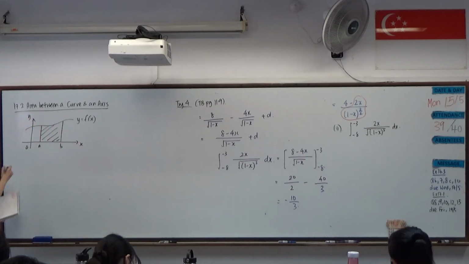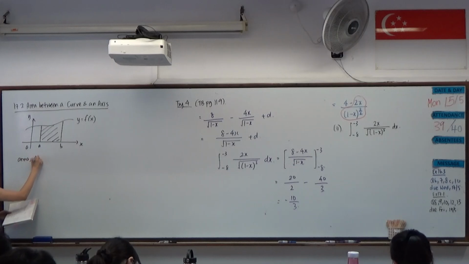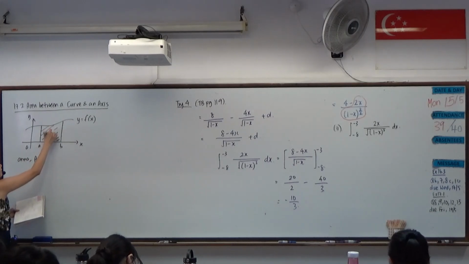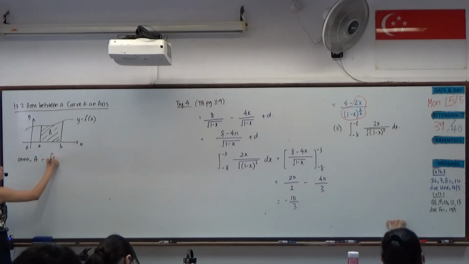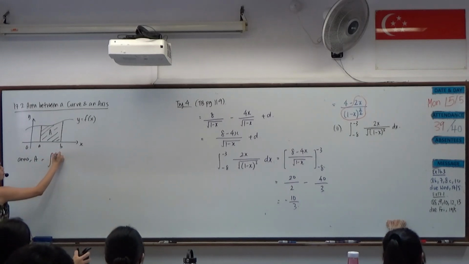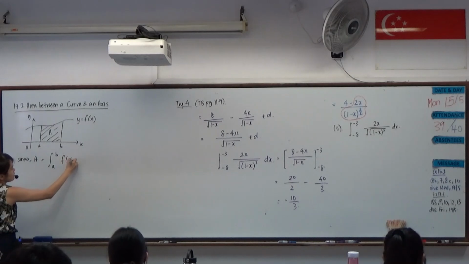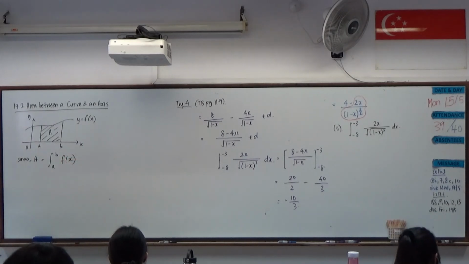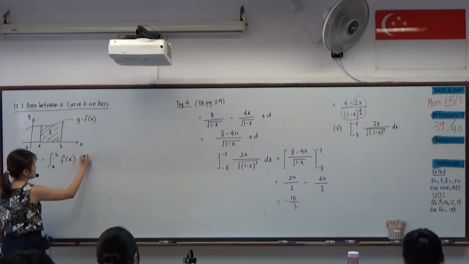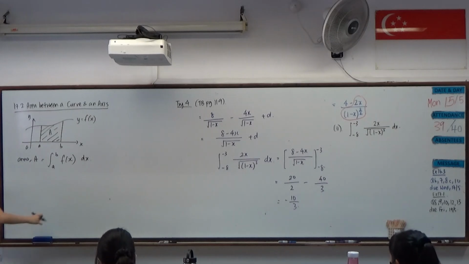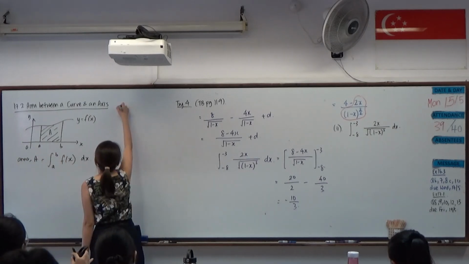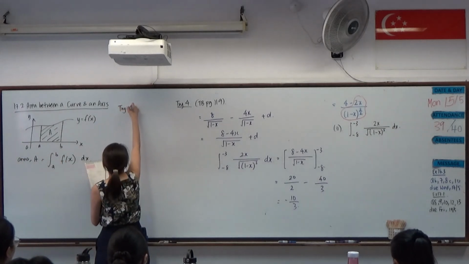If you're looking for the area A, so let's say this is area A, it can be found by integrating from a to b. Integrating what? We integrate the function of the curve with respect to x if it is in terms of x. So that is how we find the area under the curve.